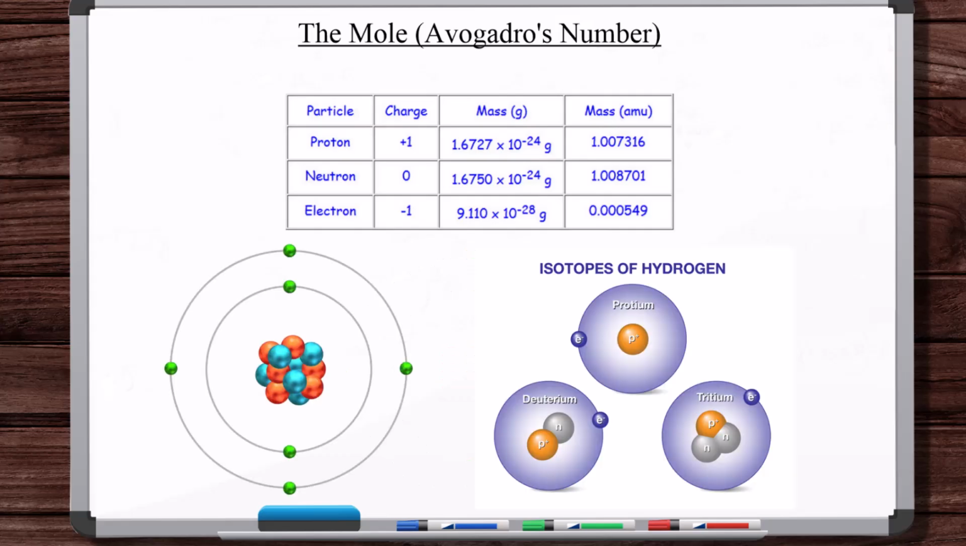Now, this can also be a little bit confusing because, for example, if we think about, okay, here are the 3 different isotopes of hydrogen.